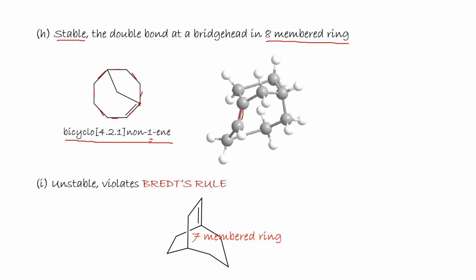For this one, it's unstable. The double bond is at the bridgehead, but the largest ring is a 7-member ring, and we need at least an 8-member ring to get a stable alkene.